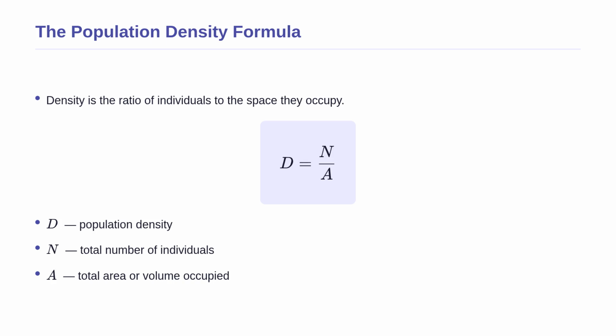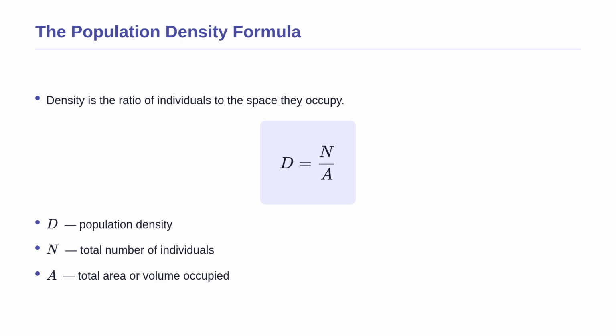Now that we understand what population density is conceptually, let us look at how we measure it mathematically. The formula is quite straightforward. D equals N divided by A. Conceptually, this is just taking a total head count and spreading it evenly across the living space. Here, D represents the population density, N stands for the total number of individuals in the population we are studying, and A represents the total area, or sometimes volume, that the population occupies.